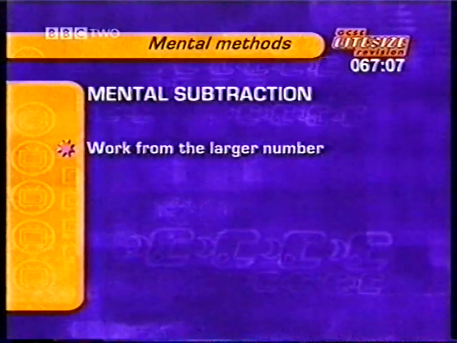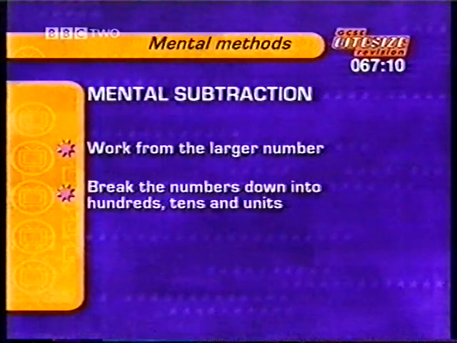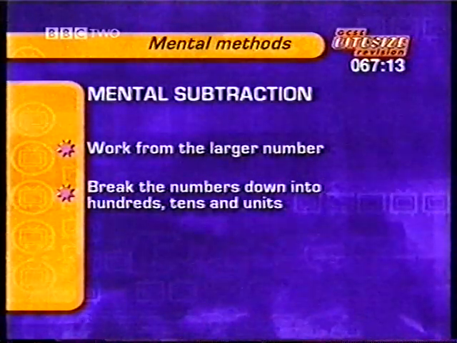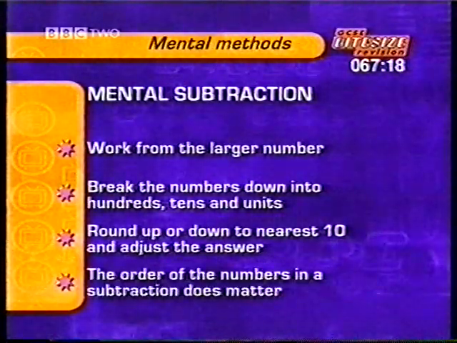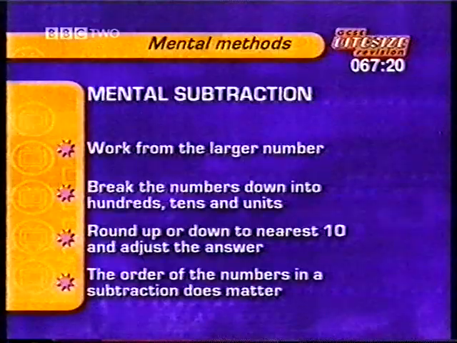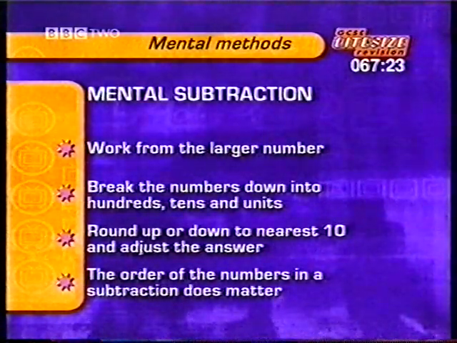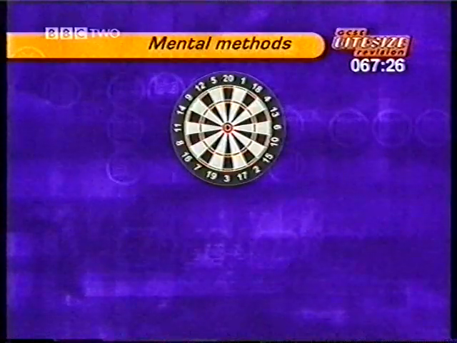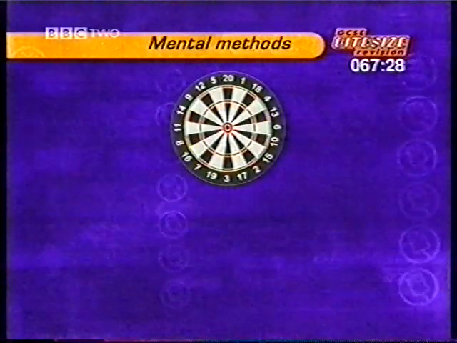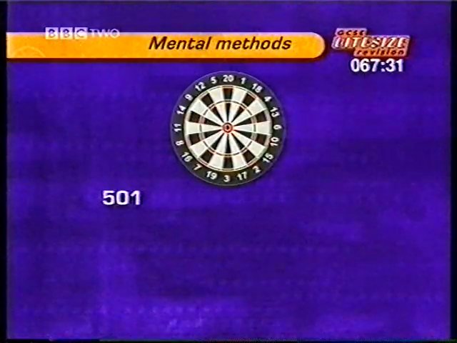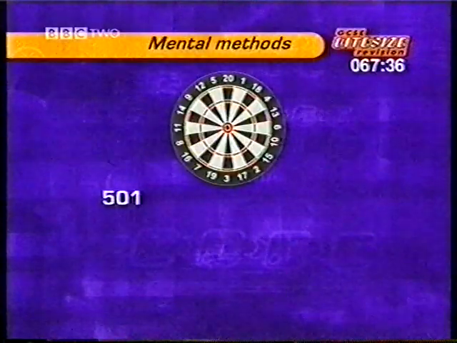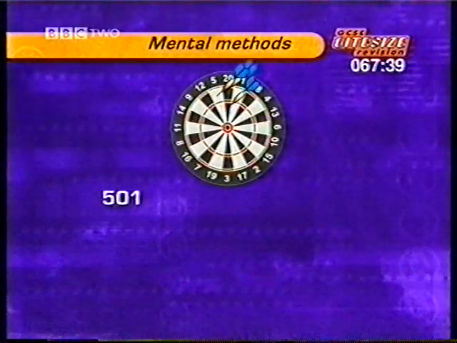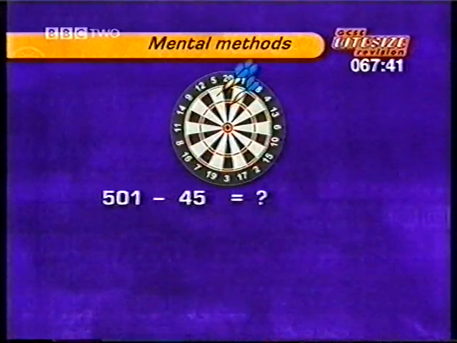Mental subtraction uses some of the same techniques. Work from the larger number, break the numbers down into hundreds, tens and units and deal with them separately. Round up or down to the nearest 10 and adjust the answer. But remember, unlike with addition, the order of the numbers in a subtraction does matter. People who play darts are usually good at mental subtraction. You start the game with 501 and take away each score you make until you end up at 0. If your opening score is 2 20s and a 5, your new score would be 501 subtract 45.